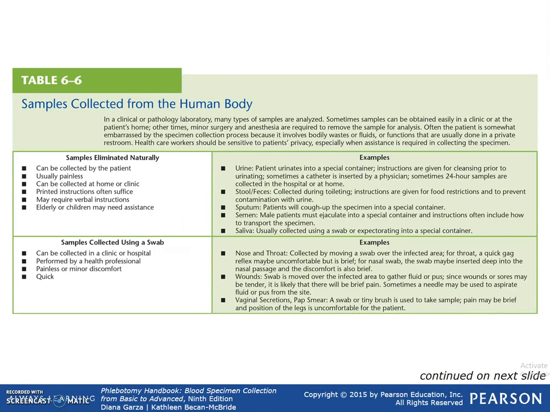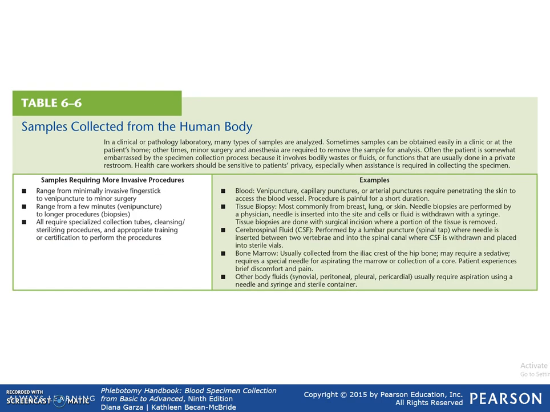Samples collected from the human body. There are various kinds. I will have you review table 6.6 in your book. We can get samples eliminated naturally. An example would be a urine sample. Another type of sample would be a stool sample. We could also get a sputum sample; patients would cough up the specimen into a special container. From males, we can get semen, and we can also get saliva. Other samples collected using a swab would be a nose and throat swab for flu or strep throat, and wounds. Vaginal secretions or pap smears would be another example of samples collected using a swab.